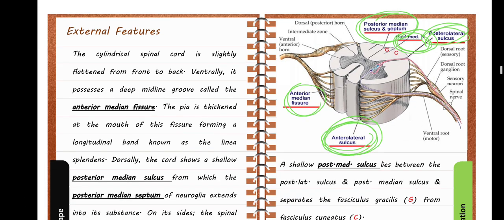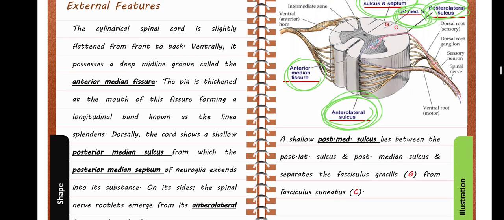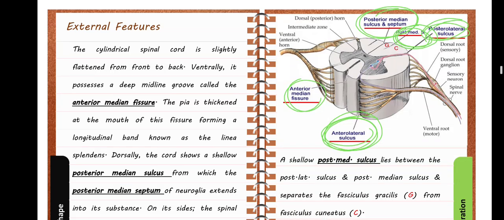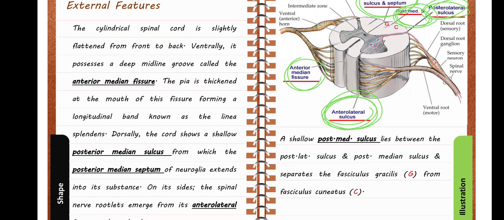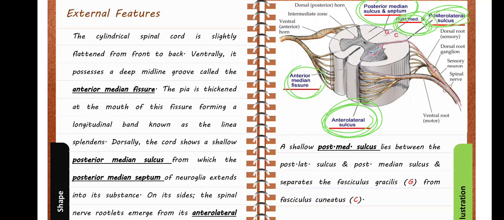So these are the major external features of the spinal cord. Now, this posteromedial sulcus is the one that separates the fasciculus gracilis from the fasciculus cuneatus. We'll talk about it later.